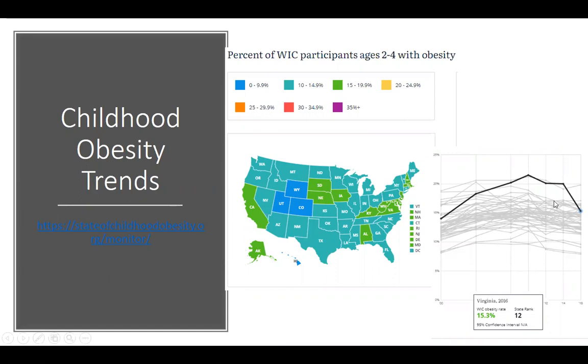So in this chart here on the right is from Virginia. 2016, we were ranked 12th, but we were actually up there, we were number 1. When I gave this presentation last year, the earlier map, we were yellow here, which is 20 to 24.9% for our children ages 2 to 4 with obesity. These are the WIC participants. But we are still in the green, so we are higher.